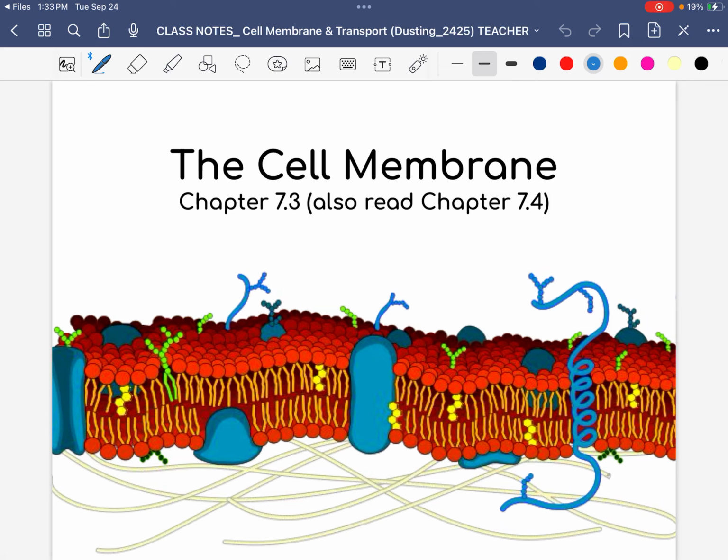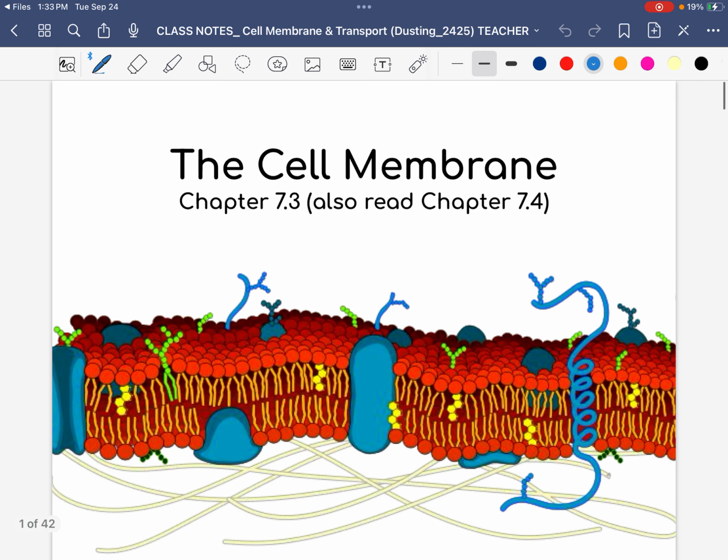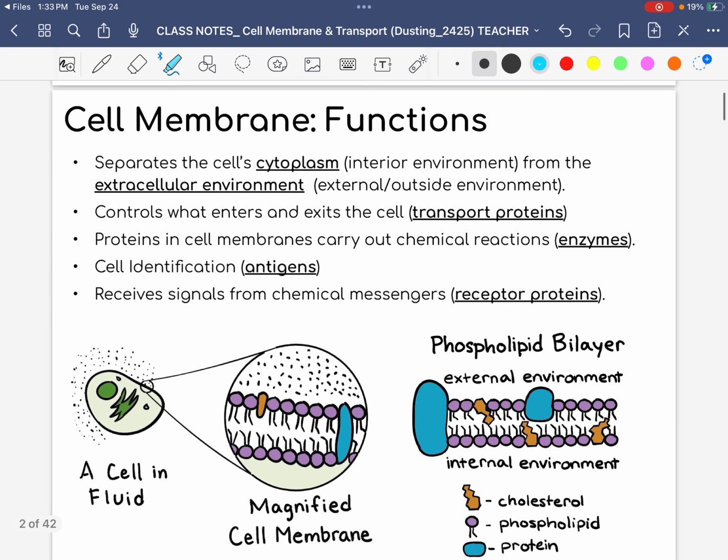So in this talk, we're going to be working on the cell membrane, and this is chapter 7.3, but also 7.4 in your Miller and Levine biology textbook. So please make sure that you're reading those sections there. Make sure that you're reading those chapters. Anything to do with the membrane is fair game.